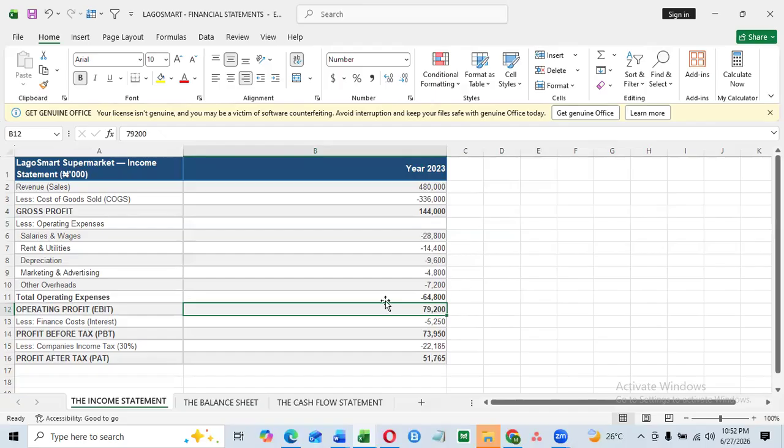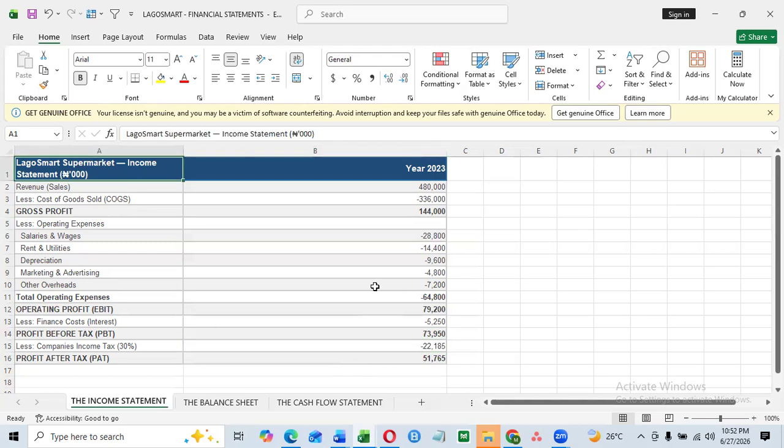Now, you can see the finance cost, interest, which was also subtracted to arrive at our PBT, profit before tax, and income tax was deducted at 30%, and we arrive at the profit after tax. So this is 480 million. Take notes, please. You can see the 3 zeros here.